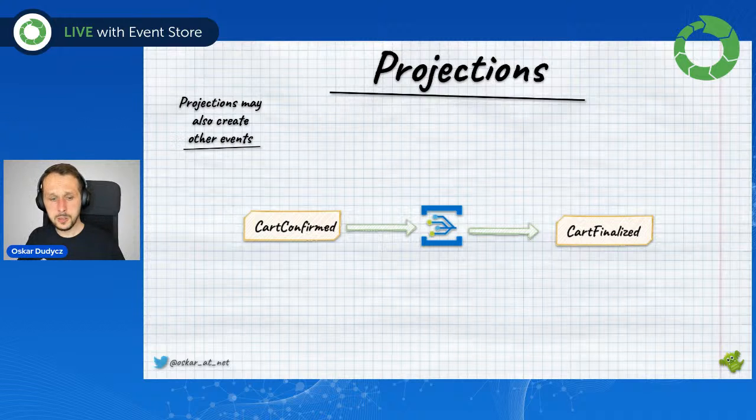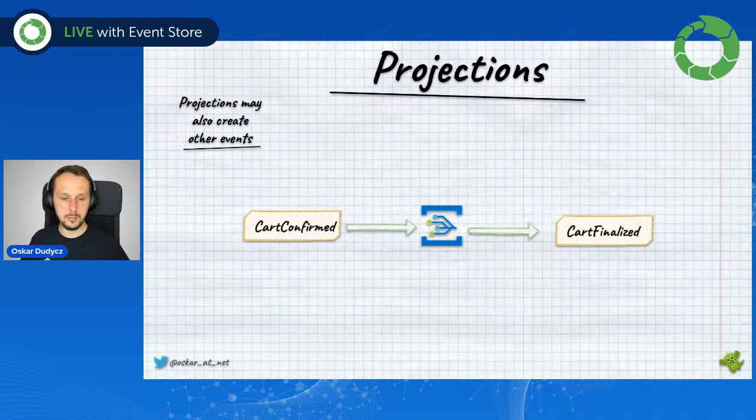So projections can create other events. If you get to our EventStoreDB documentation, then projections are in fact transformations. They are taking an event or a set of events and appending a new event, because in EventStoreDB you have two database structures, event and event stream.